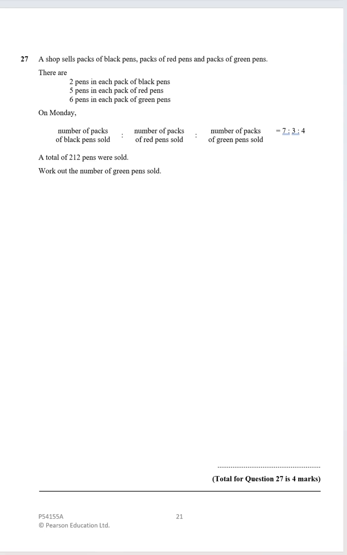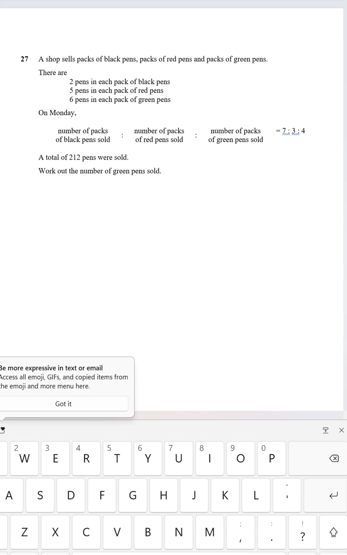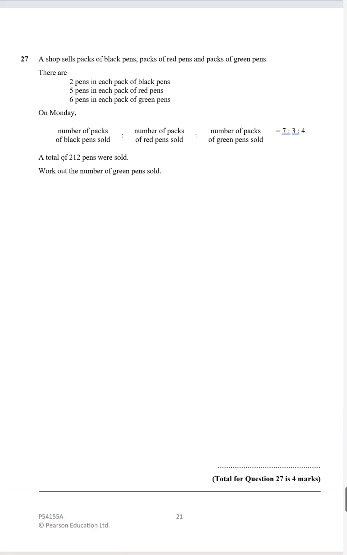The most common mistake in this question is that people try and put this number here, 212, into this ratio. We can't do that. The reason we can't do that is because I've got 212 pens, and this ratio is talking about the packs. So let's start off with writing down what I know about the packs of pens. Again, I've got black ones, red ones, and green ones. That one is 7, 3, 4. But that is only about the packs of pens. If I want a ratio of my actual pens, then I'm going to need to make sure that I know how many pens are in each black box.